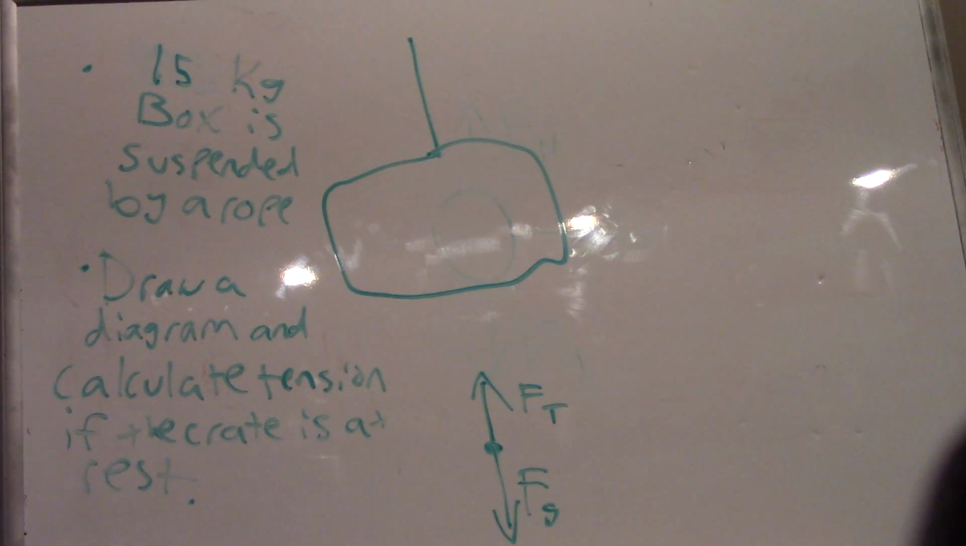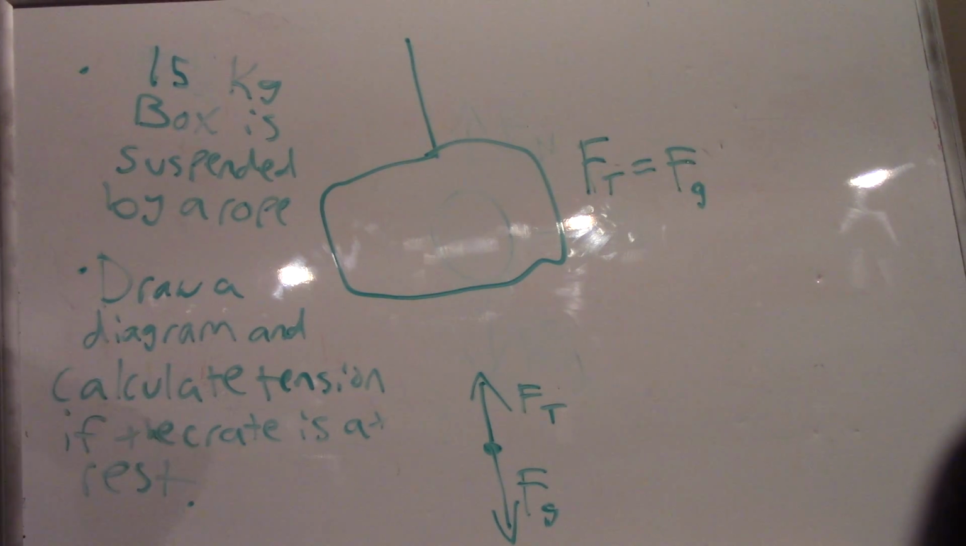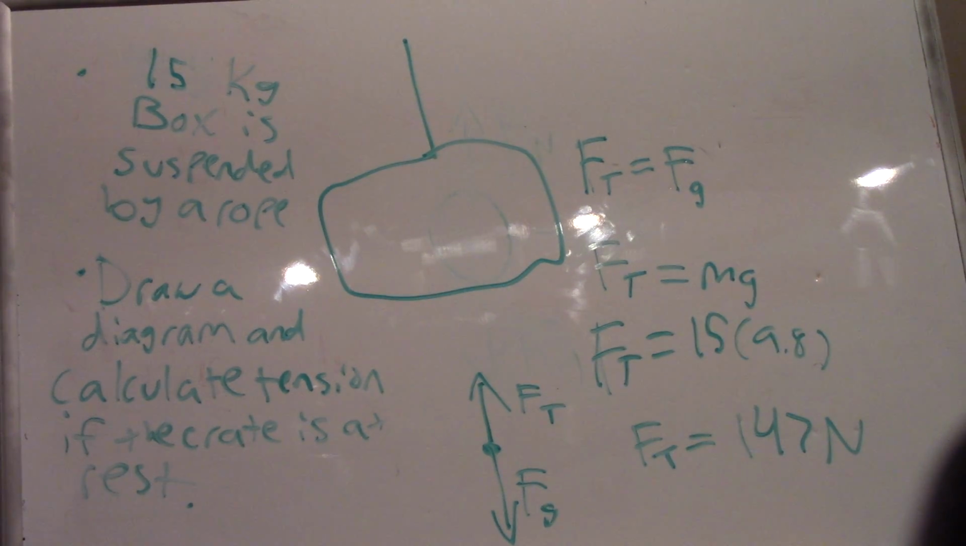The box is suspended by the rope. The force of tension must equal the force of gravity because the system is at rest. Because of Newton's second law, F net equals ma, or Fg equals mg, we can substitute mass times the acceleration due to gravity for Fg. In order to solve for the tension, we just need to plug in the mass times 9.8, and there you go. The tension of the rope is 147 newtons.